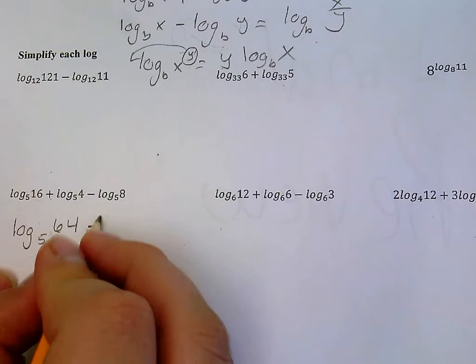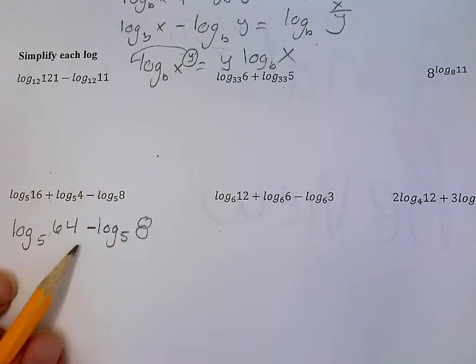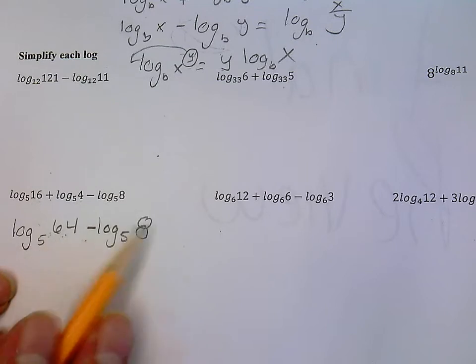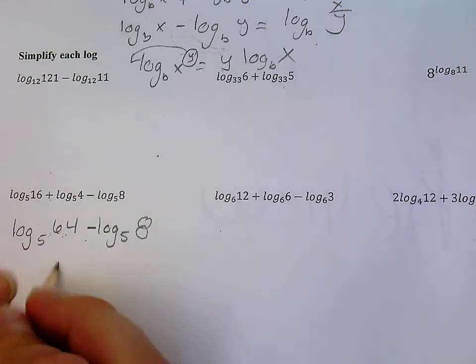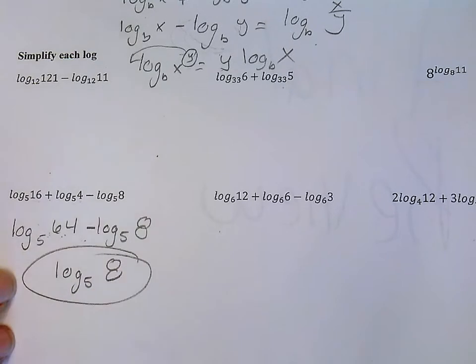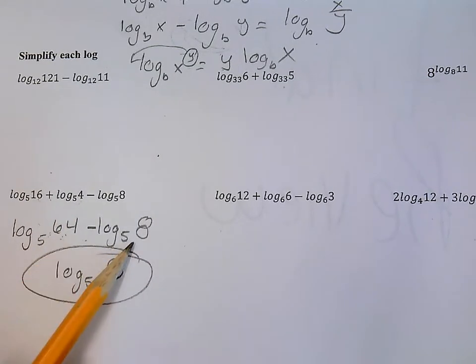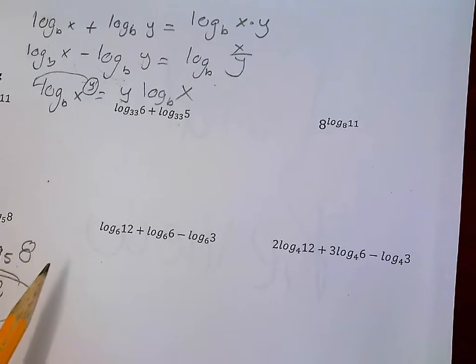So then we have log base 5 of 8. Now we have the minus left. Minus means division. So I'm going to take 64 and divide it by 8. So 64 divided by 8 gives me 8. The log base 5 did not change, but my final answer is just 8. Because remember, first we multiplied 16 times 4 to get 64, and then 64 divided by 8 gave me 8. Now, that uses our first two rules that we talked about.